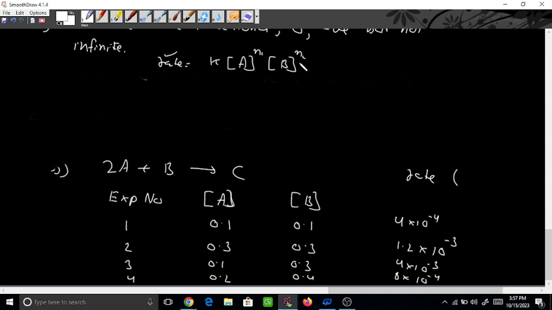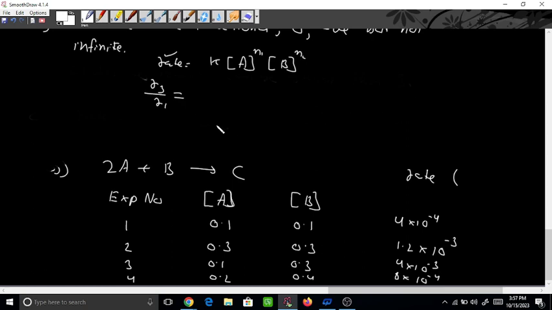So you have to compare, suppose, experiment number 2 and 3. You have to compare two rates in such a way that one of the terms will get eliminated. If we divide this by this, nothing will get eliminated, but if we divide 1 by 3, then this term will get eliminated because 0.1 and 0.1 will cancel. Understood or not? So I will take rate 3 divided by rate 1, R3 by R1.